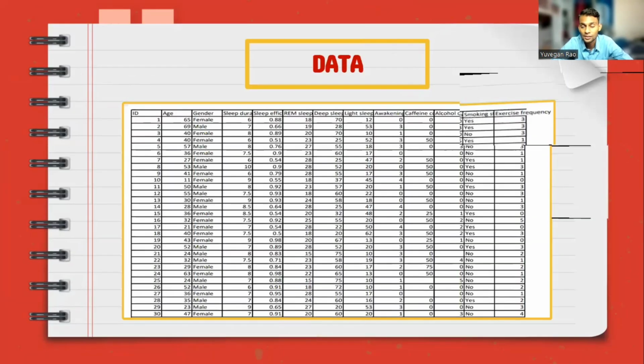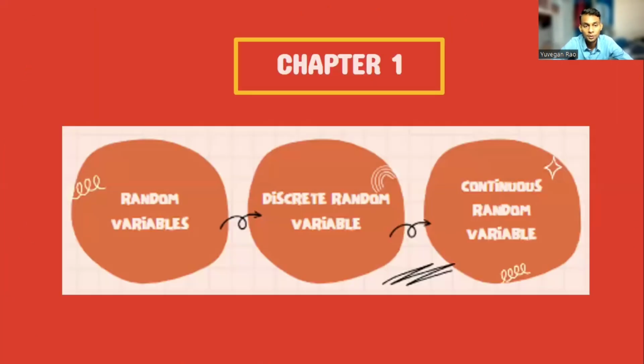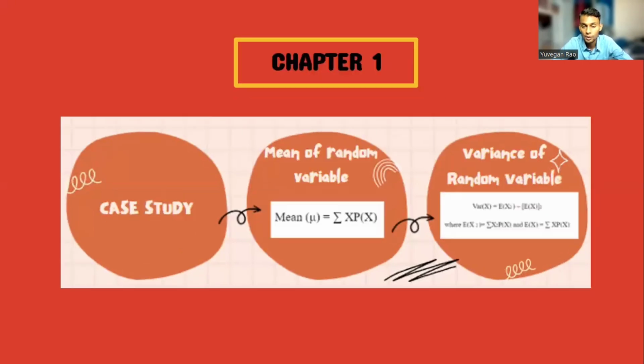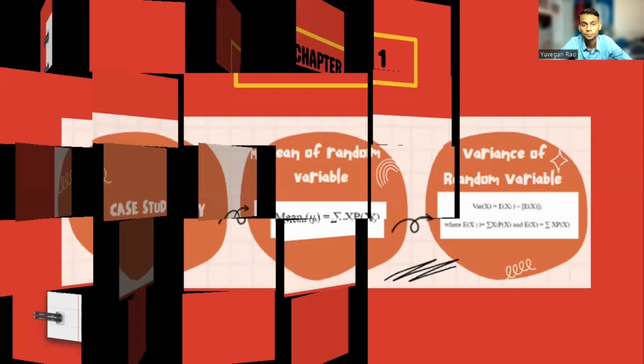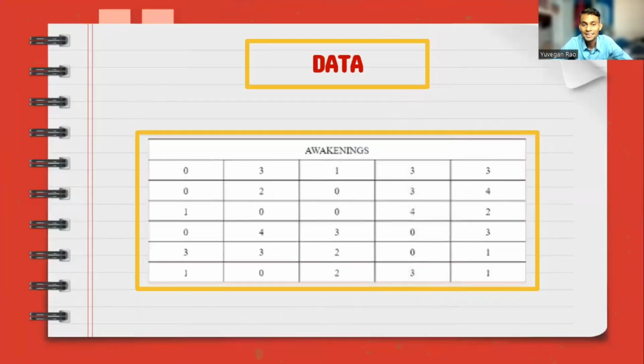So as you can see here on the screen, Doctor, this is the data we have collected based on the research taken. Heading to chapter 1, we have random variables, discrete random variables, and also continuous random variable. Apart from that, we have a case study, and then we have mean of random variable, which is mean, mu, equals to sum of x p(x). And then we have variance of random variable. So this is the data for awakenings, as you can see on the screen, Doctor.